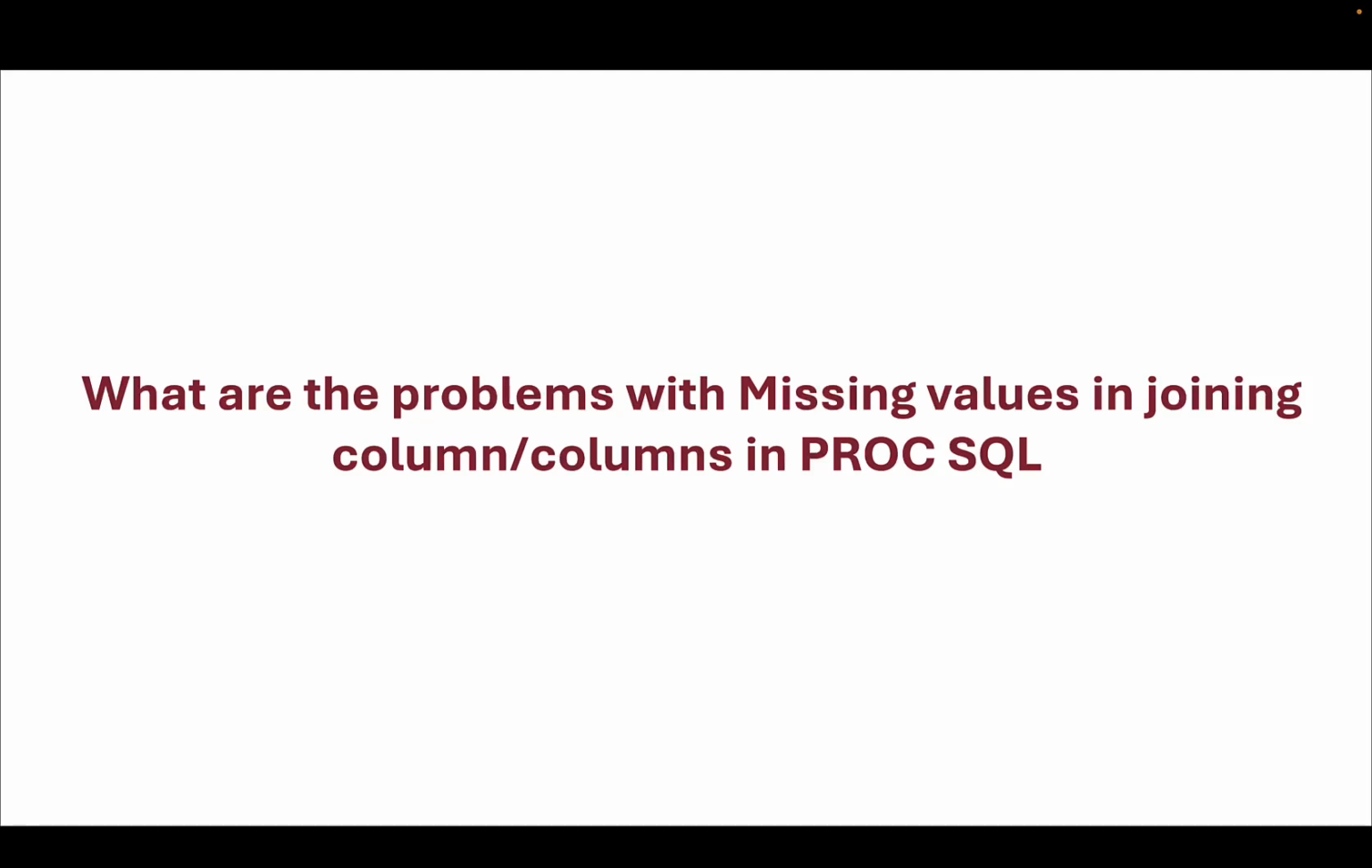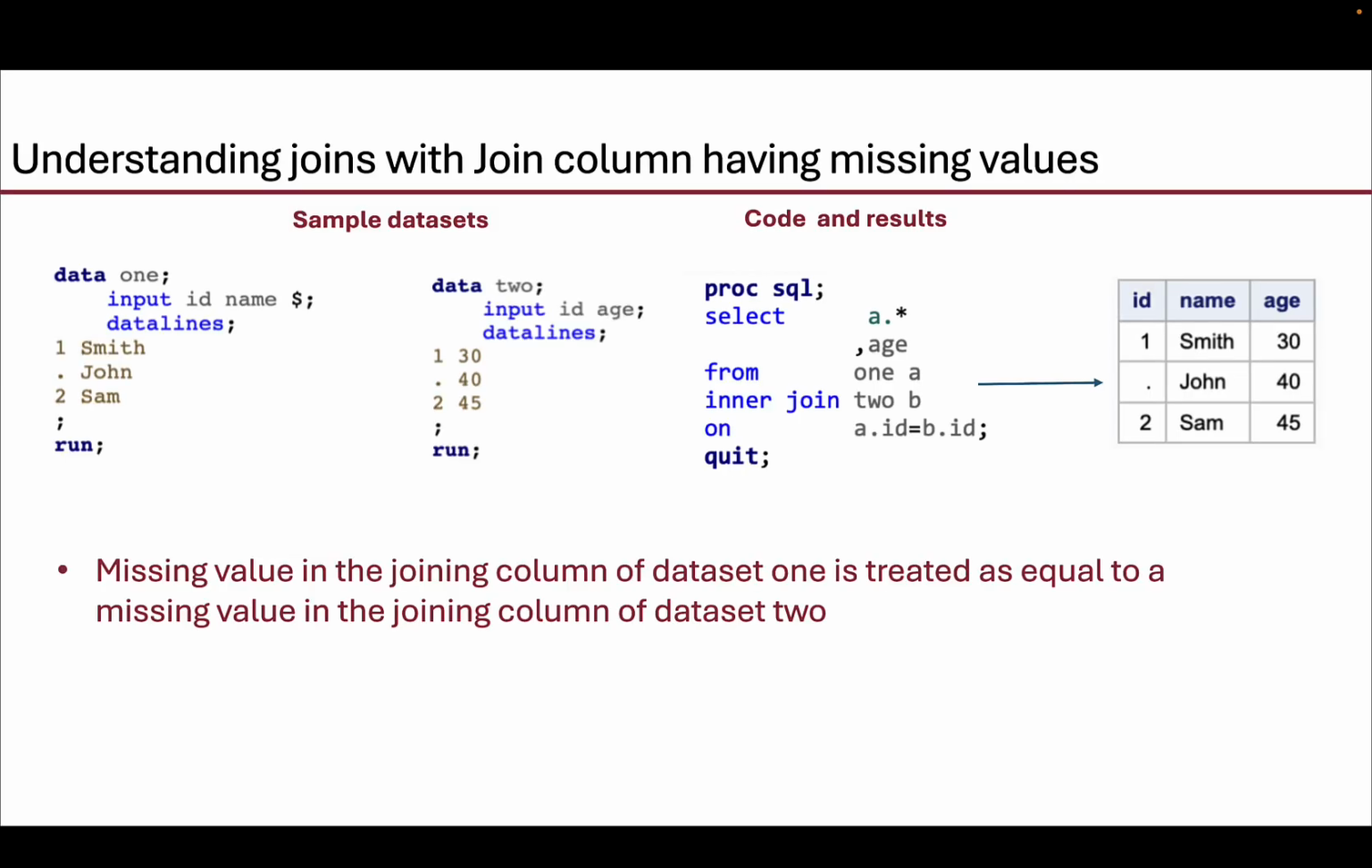And today's topic is about what are the problems with missing values in joining column or columns in PROC SQL. Let me quickly explain how I am going to discuss this topic. First, I will introduce what happens when we have missing values in joining column or columns in PROC SQL. Then I will go into details of what problem we are going to see with this, and then a solution. Now to understand this, let us look into some sample data sets.